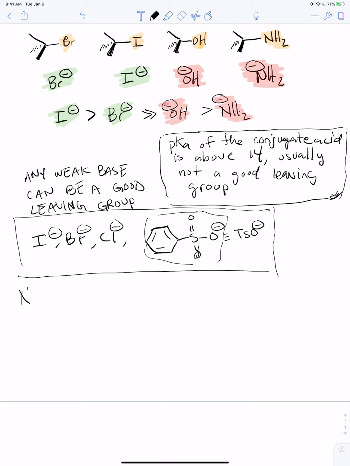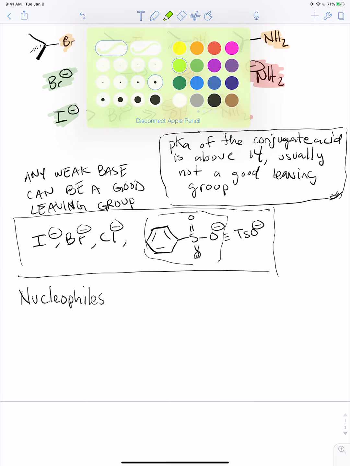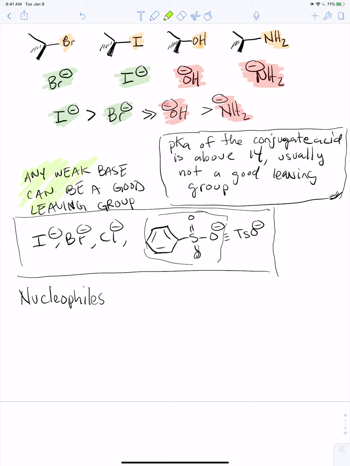Nucleophiles, unlike leaving groups, are much trickier. So with leaving groups, if it's a weak base, it's a good leaving group. That's always true. And so this statement right here is one of the few things where I feel like I can stand by it in organic chemistry and say there's really not a whole lot of exceptions to this. If you've got something that's a weak base, it's a good leaving group.